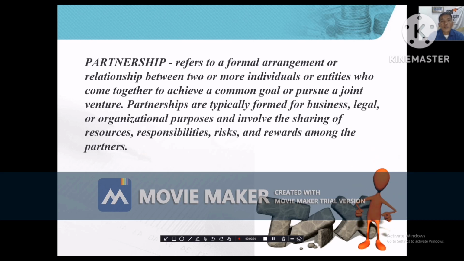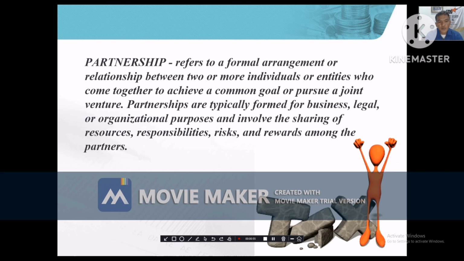Partnership refers to a formal arrangement or relationship between two or more individuals or entities who come together to achieve a common goal or pursue a joint venture. Partnerships are typically formed for business, legal, or organizational purposes and involve the sharing of resources, responsibilities, risks, and rewards among the partners. O ano ba itong partnership na tinutukoy nito?